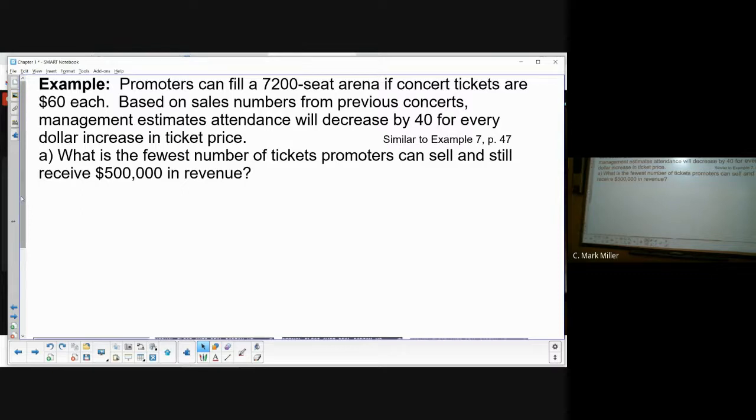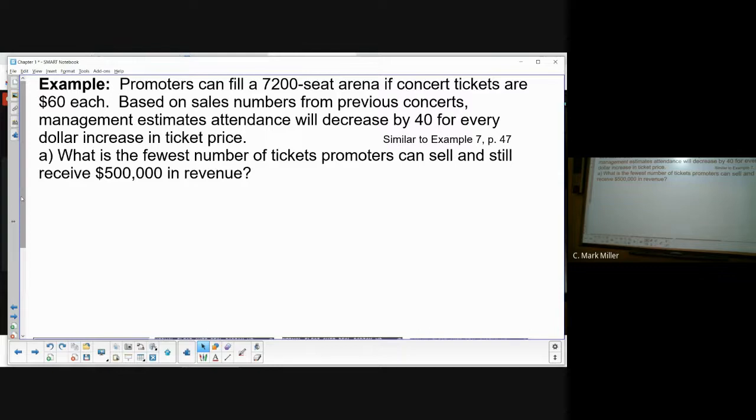What is the fewest number of tickets promoters can sell and still receive $500,000 in revenue? Now, I want to tell you right off, this is a real type of business problem, is it not? And it takes levels of thinking. It involves all the math that we already know, though. It's the levels of thinking. And there's one like it in the book. This is similar to this example in the book.